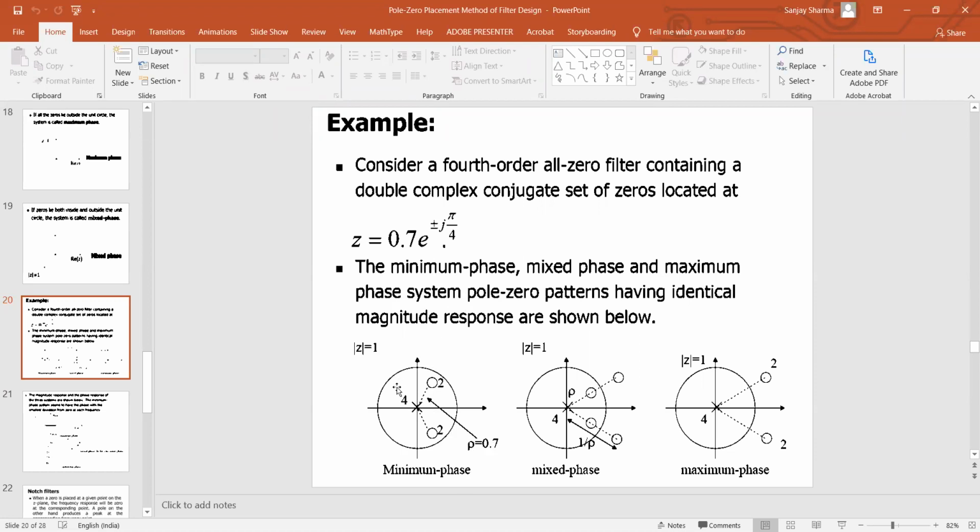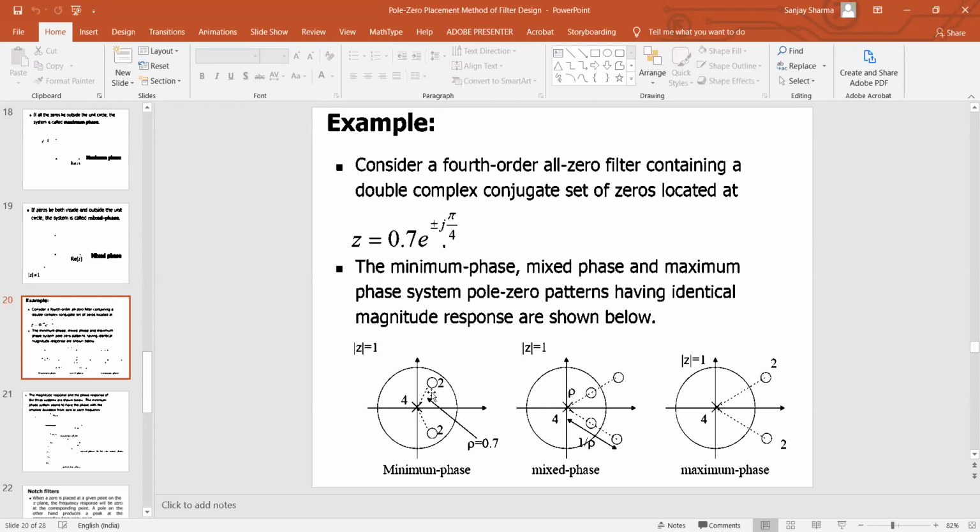This is a minimum phase system when all the zeros are inside the unit circle. The minimum phase, mixed phase and maximum phase systems, all zero patterns have identical magnitude response. We will come to the magnitude response first. So this is minimum phase. Because these are complex conjugate pairs, two zeros will come here and two zeros will be the complex conjugate pair of these two zeros only. So two zeros will come here.